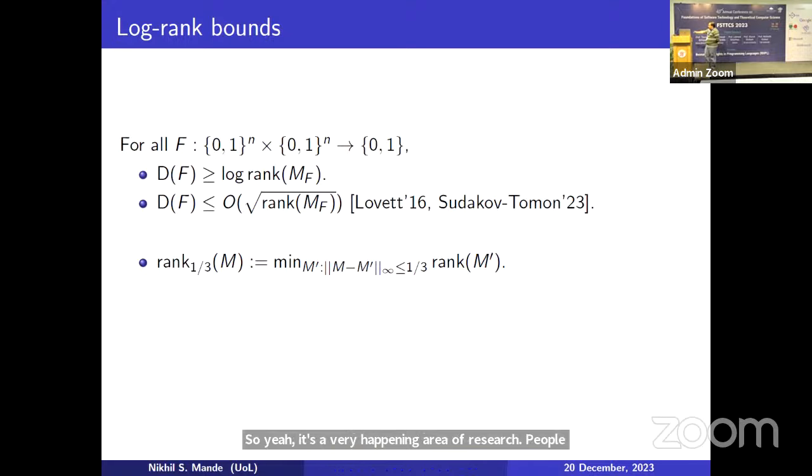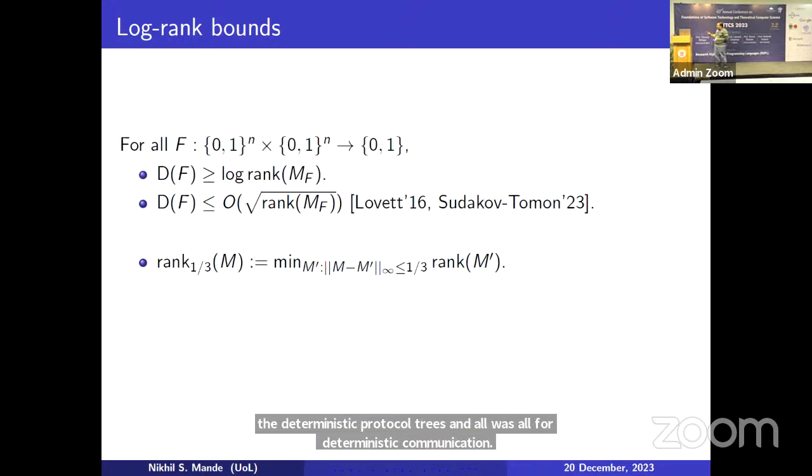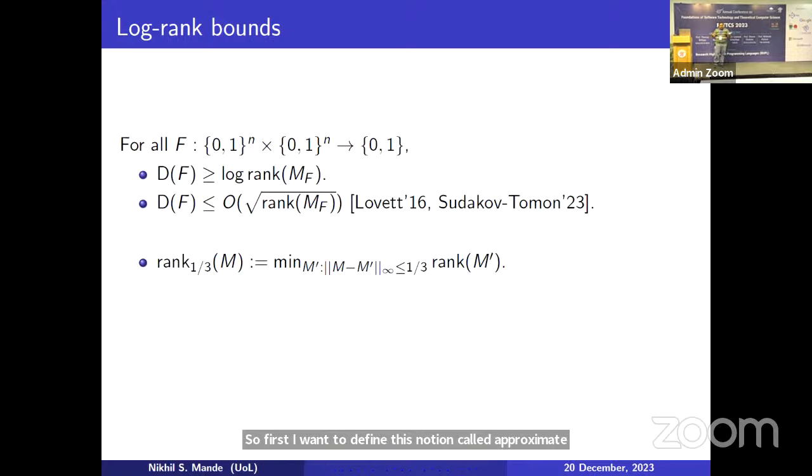So now I'm going to relax the notion of rank a bit. Whatever I talked about on the previous slide about deterministic protocol trees was all for deterministic communication. So first I want to define this notion called approximate rank. Let's suppose I give you a matrix that has zeros and ones, and I give you the power to change entries such that any zero entry becomes a value between -1/3 and +1/3, and any one entry becomes a value between 2/3 and 4/3. Your task is to minimize the rank of the matrix while doing these operations. The minimum rank you can obtain by doing these operations is called the approximate rank of M.